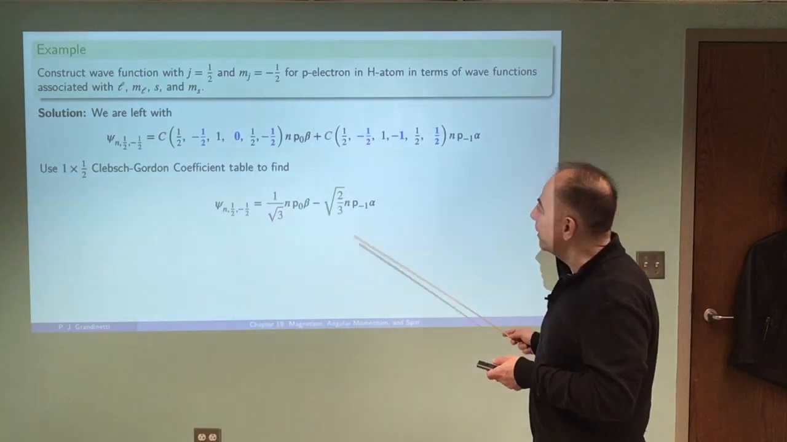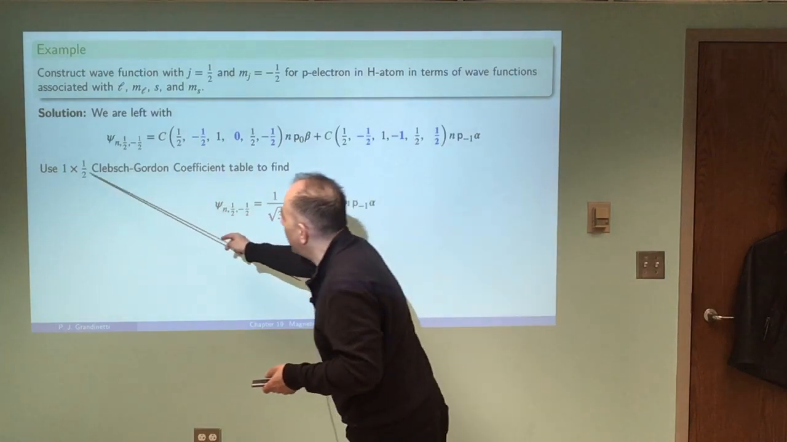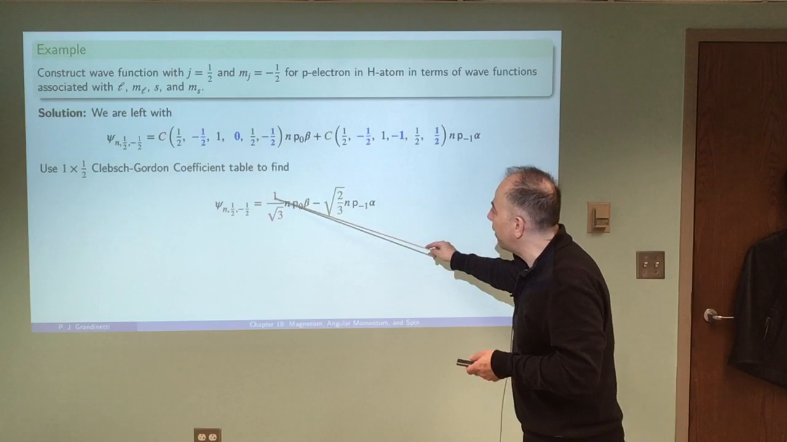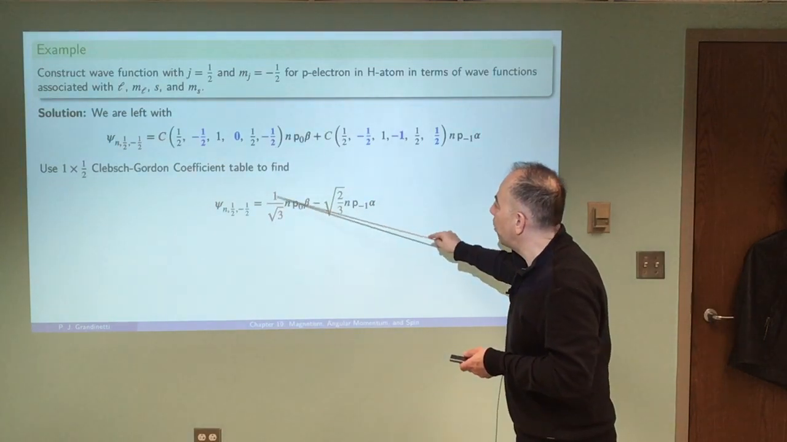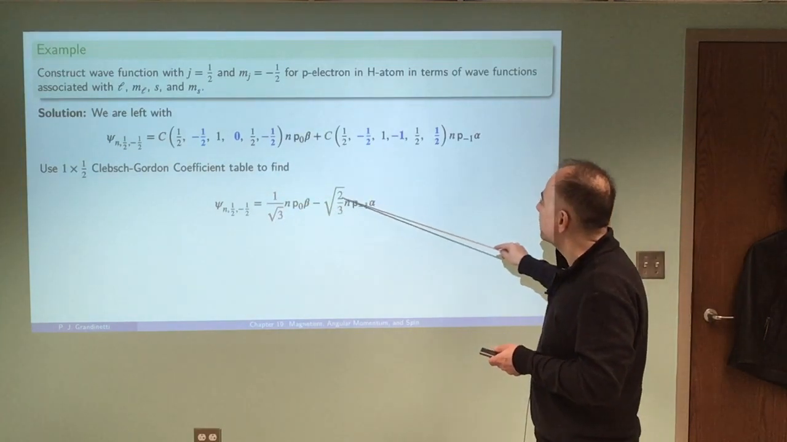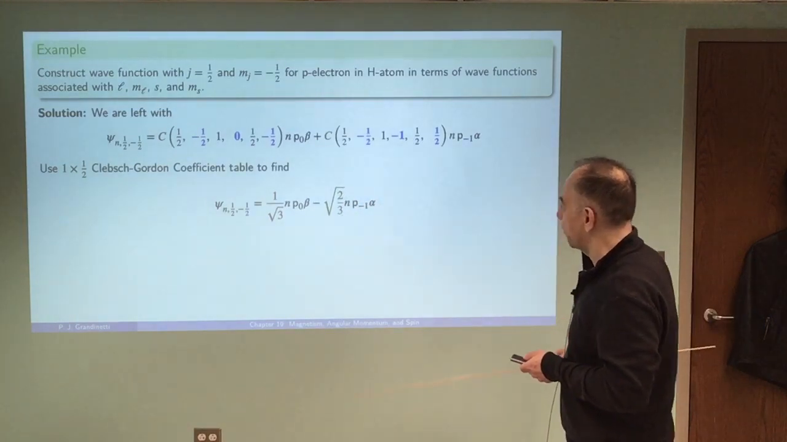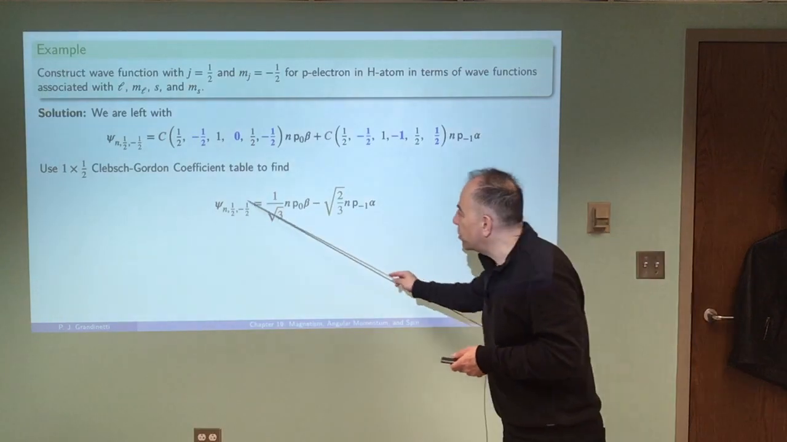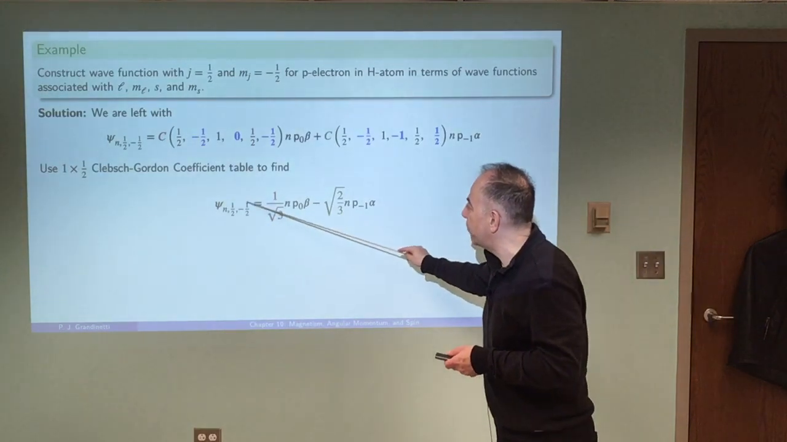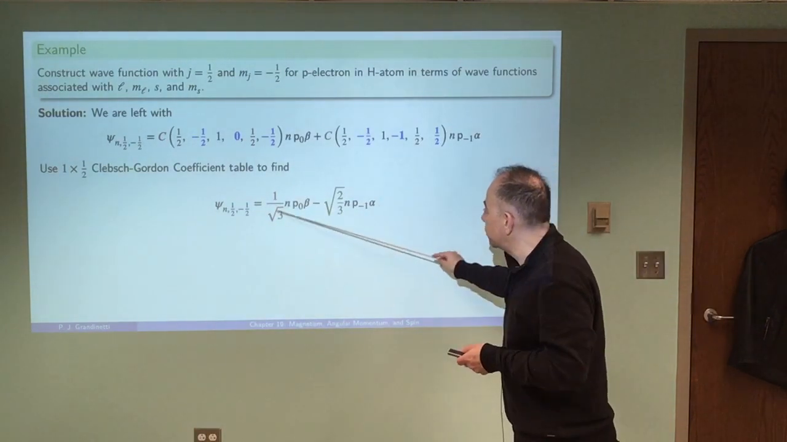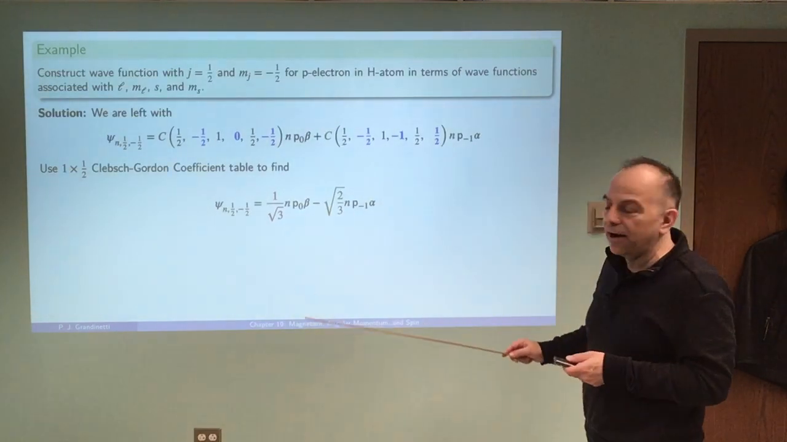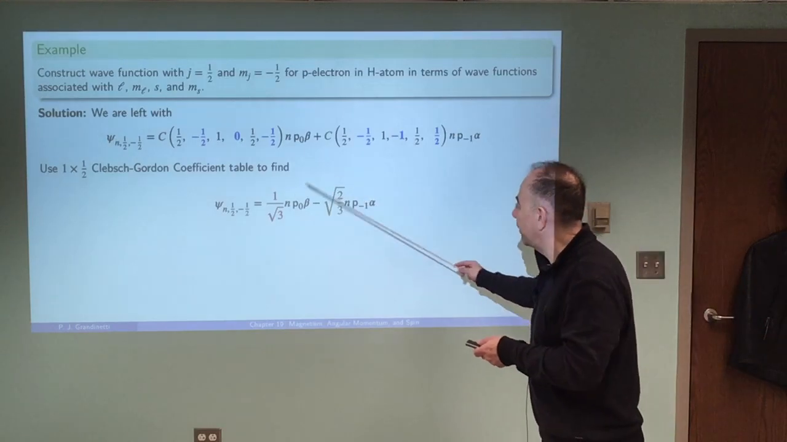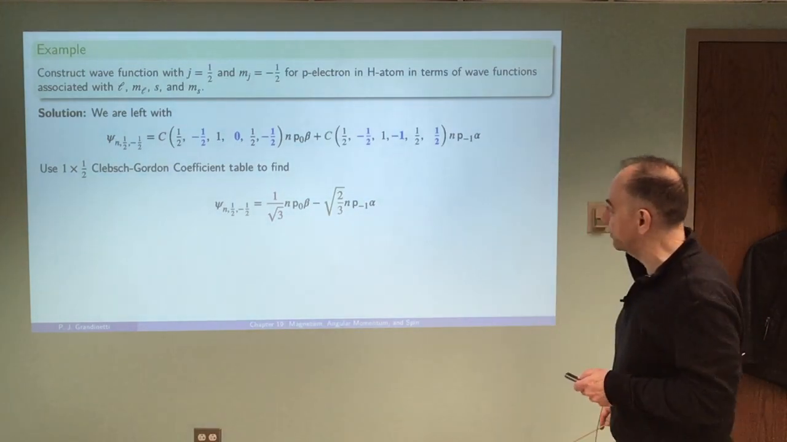And if you look them up, you have to go to the 1 times 1/2 table, and you'll find that they are 1 over the square root of 3 and minus square root of 2 over 3. And that gives us our expansion of the total angular momentum, J equals half with m sub j of minus half, as a linear combination of the L, S, m sub L, and m sub S quantum wave functions with those quantum numbers.